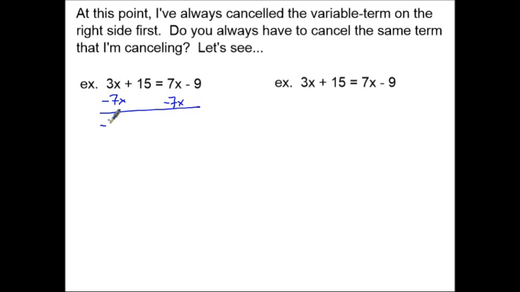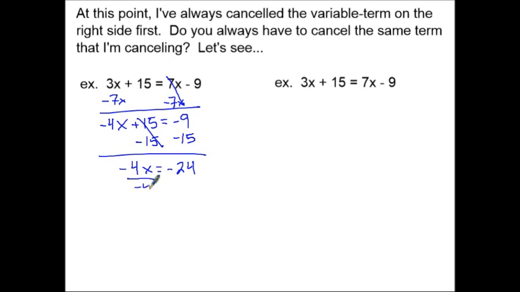That gives me a negative 4x here after these guys cancel. Bring down my plus 15, bring down my equal sign, bring down my negative 9. At this point, I have a two-step equation again, so hopefully not too much explanation needed. We cancel the 15 by subtraction this time, so I have a negative 4x equals, and then this gives me a negative 24. Dividing through by negative 4, it appears that x equals 6.